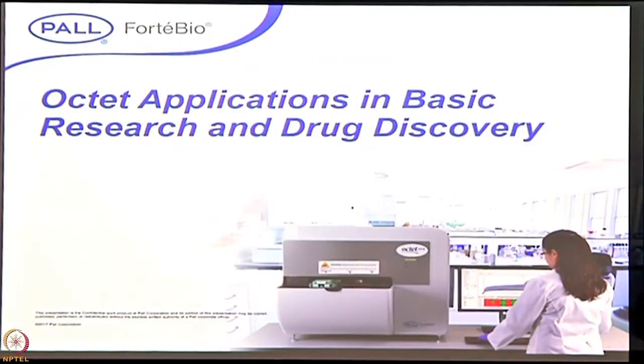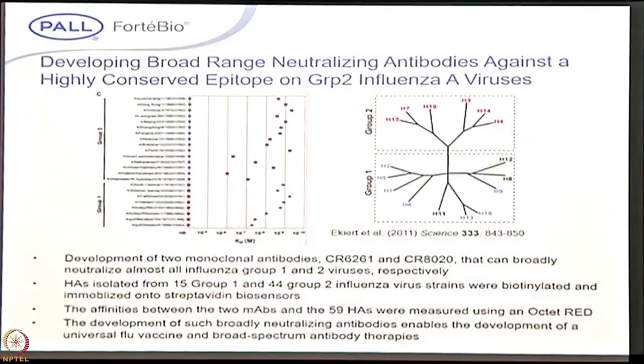So coming to the application side, how are we going to use it? One example here is from a group interested in developing a vaccine based on influenza. They identified two antibodies with broadly neutralizing capacity against influenza. In this experiment, what the author did is he isolated group 1 and group 2 hemagglutinins, different hemagglutinins he had taken from these groups.